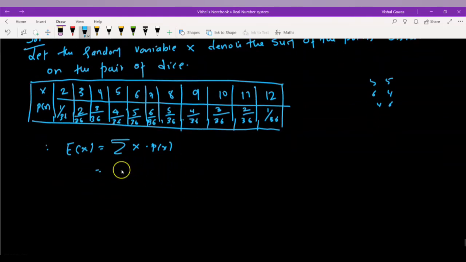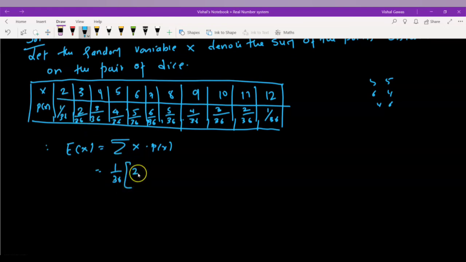That would be 2 into 136. So what I can do is take 136 common, rather than multiply. I can do that and take common 136, plus 3 by 3 into 2 by 36. Let me do that better. Just take 136 common from everywhere.